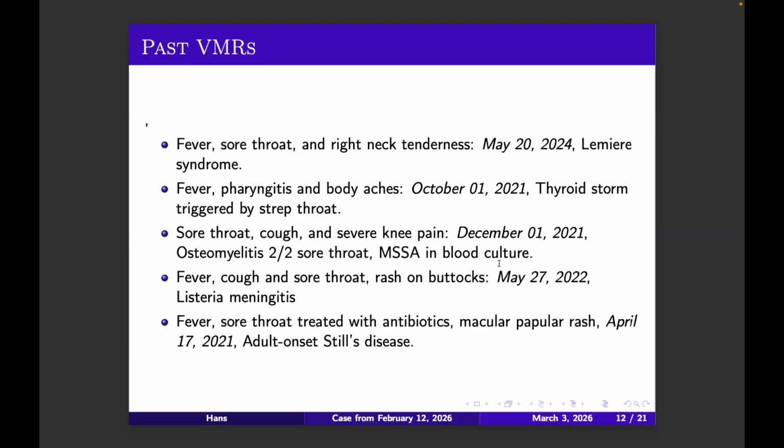And of course, a tap of the joint. And then we had a rash on the buttocks in May 27, 22, and that was something in a middle-aged person. I think she was female and it was Listeria meningitis. And then we had fever, sore throat, which is very elusive, in a patient with a maculopapular rash in April 21, and that was adult Still's disease. So we've seen basically all cases on VMR.